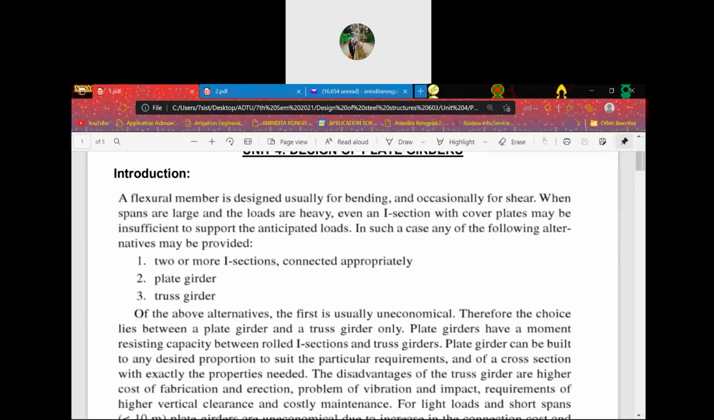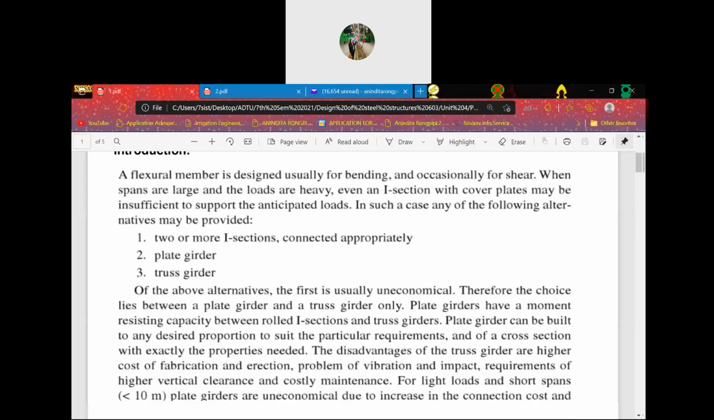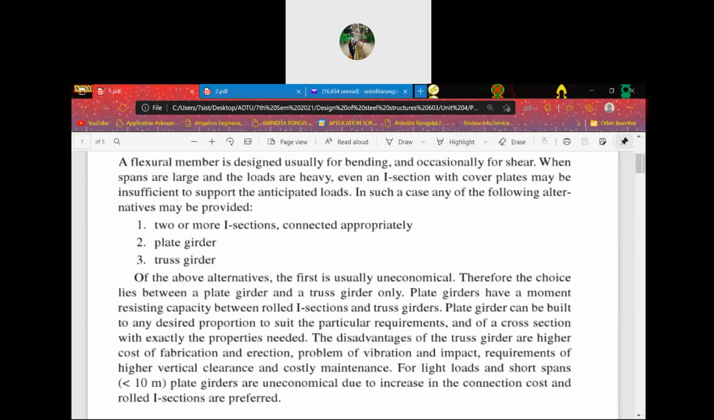Plate girders have a moment resisting capacity between rolled sections and truss girders, and plate girders can be built to any desired proportion to suit the particular requirements, with a cross-section having exactly the properties that are needed. The disadvantages of truss girders are higher cost of fabrication and erection, problem of vibration and impact, requirements of higher vertical clearance, and costly maintenance.